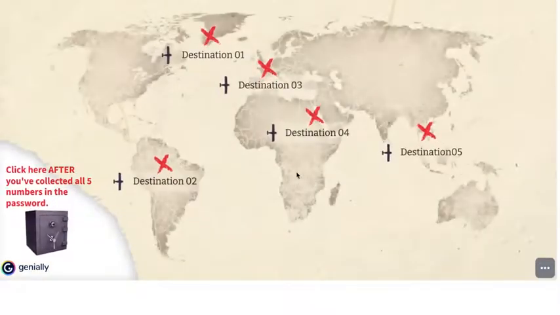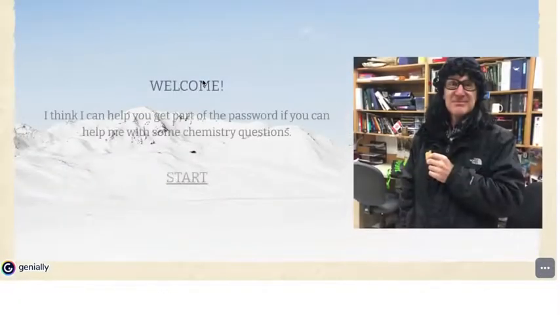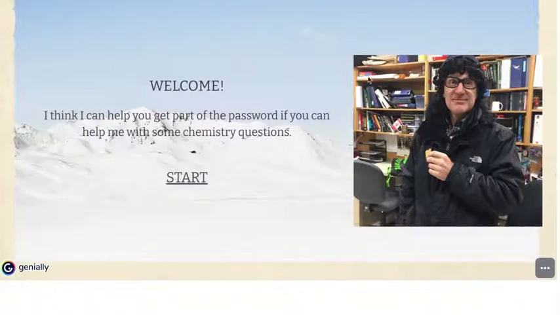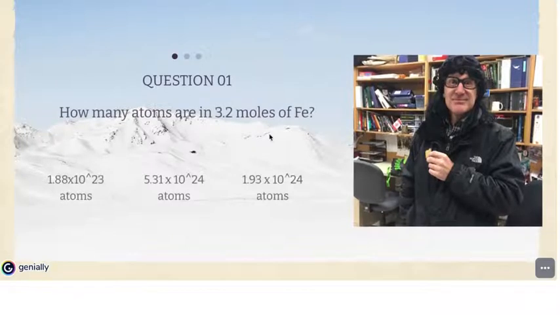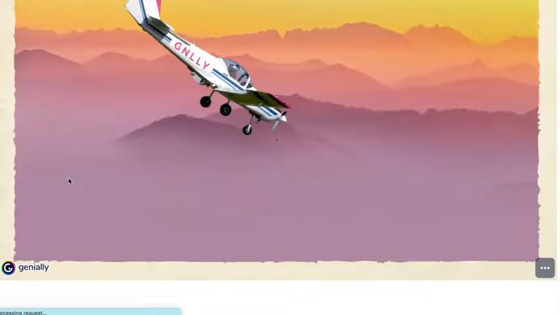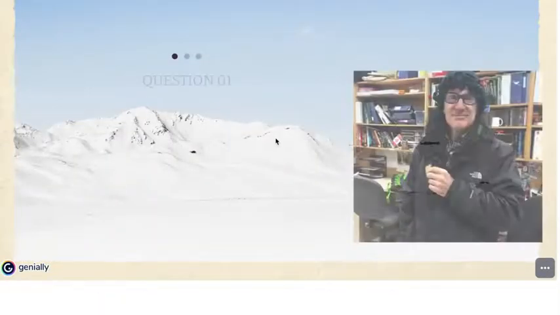Getting started, you're going to see that there are various destinations. You start off at destination number 1. There you encounter your first scientist, and there is a question that you need to answer. In order to get full marks, you must show full solutions. One of these answers is correct. If you get it incorrect, let's say I click on this one and it's incorrect, your plane will crash and you can then try again.